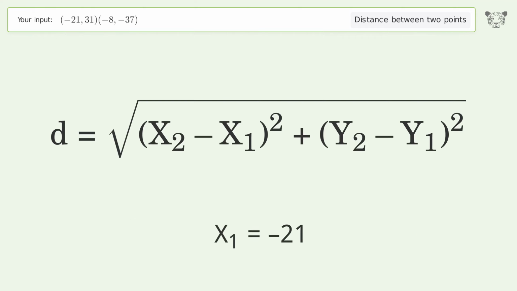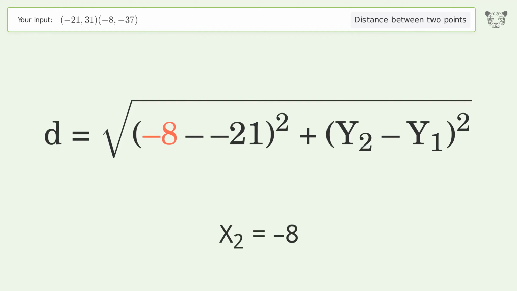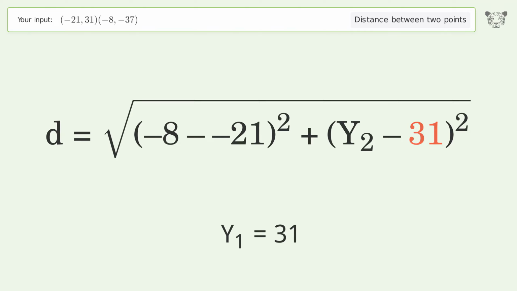x1 equals negative 21. x2 equals negative 8. y1 equals 31. y2 equals negative 37.